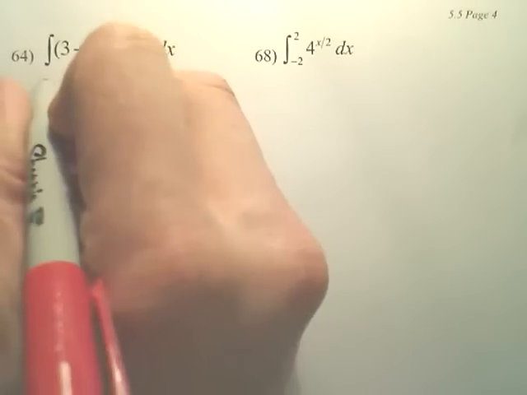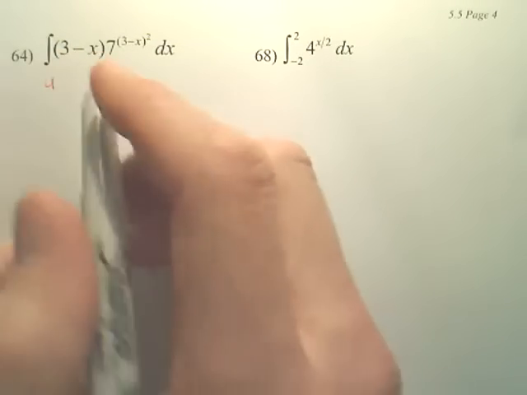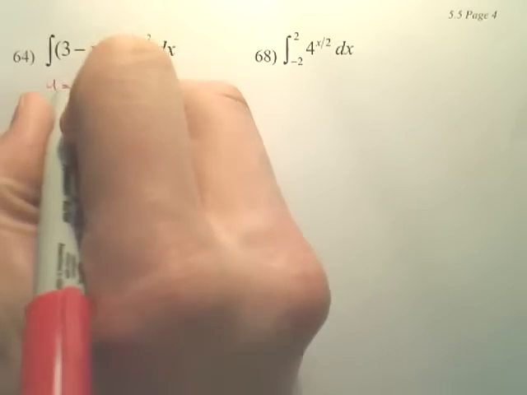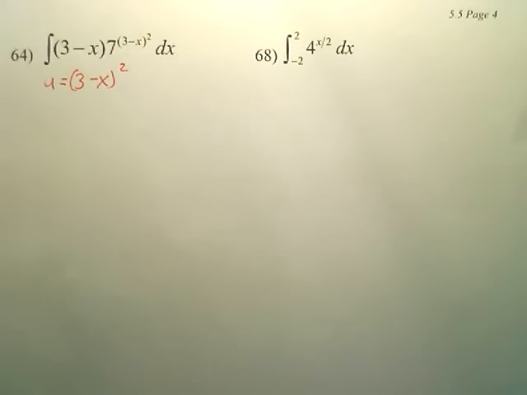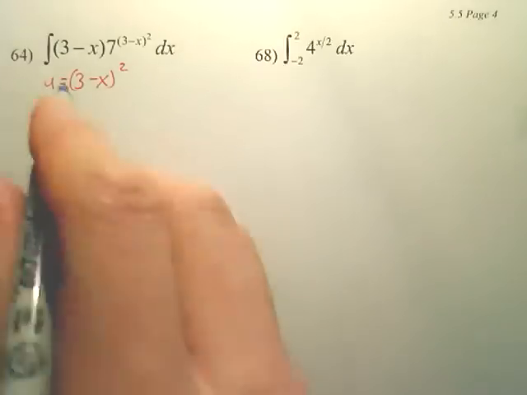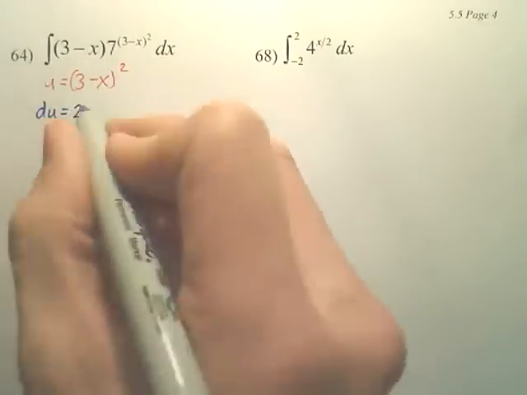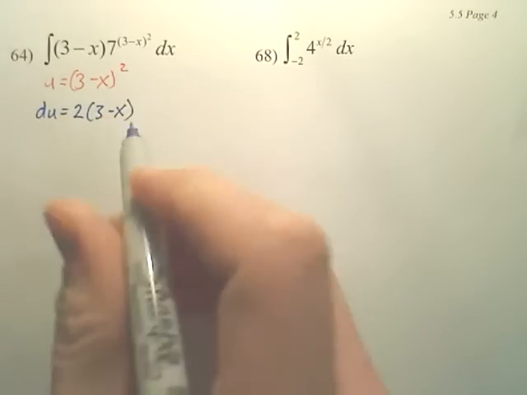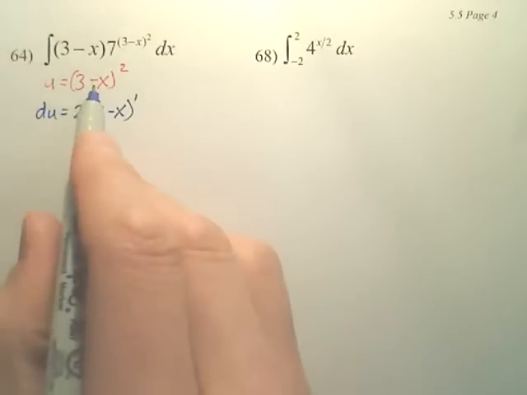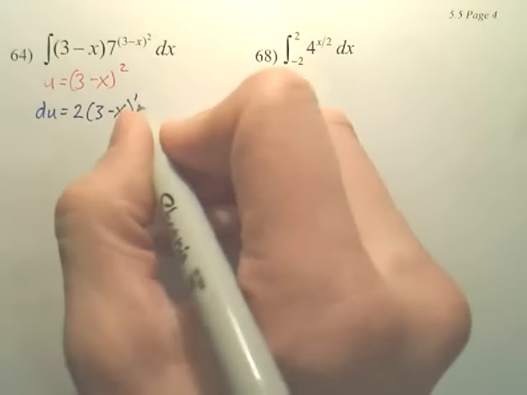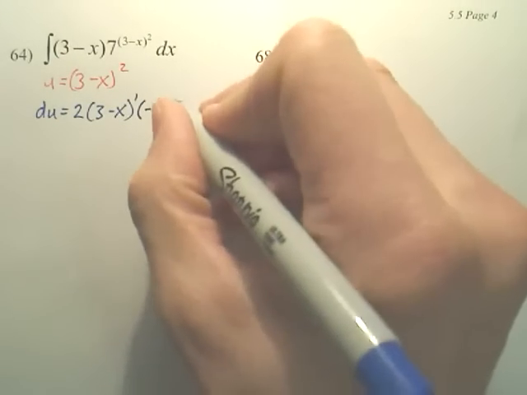To integrate this, hopefully you realize your u is always the piece kind of as the embedded piece, and that is the embedded piece, that power. And if I derive that, a lot of people when they derive this can easily mess up, but you bring the 2 down, you do 3 minus x, that's a first power, it's chain rule, but then a lot of people forget to derive 3 minus x. What's 3 minus x? It's negative 1. Oh, and dx.